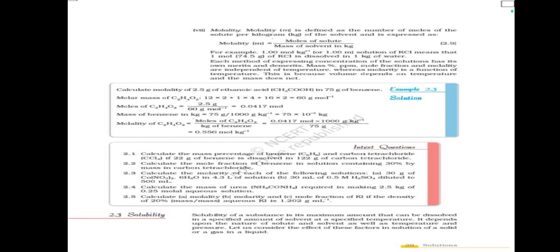Mass percentage, ppm, mole fraction, and molality are independent of temperature, whereas molarity is a function of temperature. This is because volume depends on temperature and the mass does not.